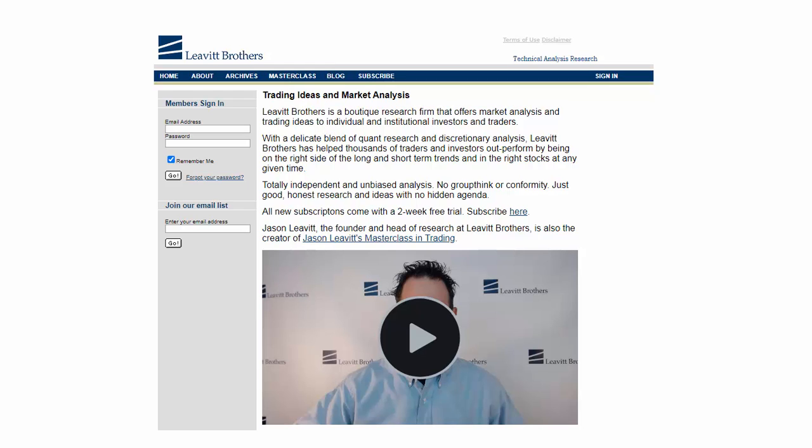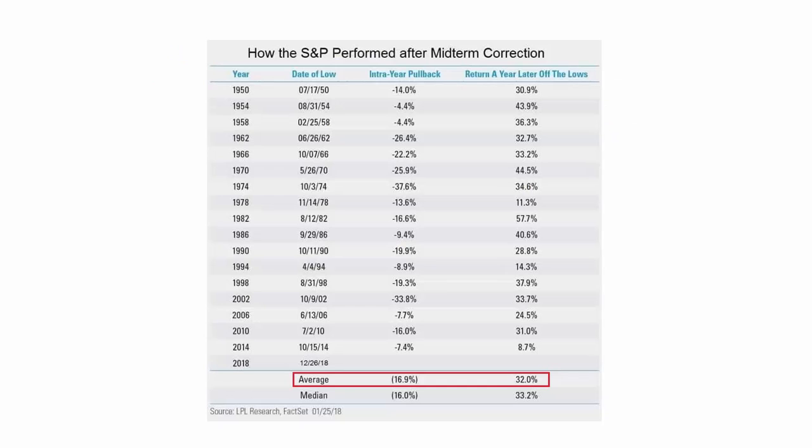All right, let's get into the numbers here. For starters, these numbers are courtesy of LPL Financial. They've run the numbers, I'm not going to redo them. They do a pretty good job. What we have here is, starting in 1950, every single midterm year from 1950 all the way through 2018.